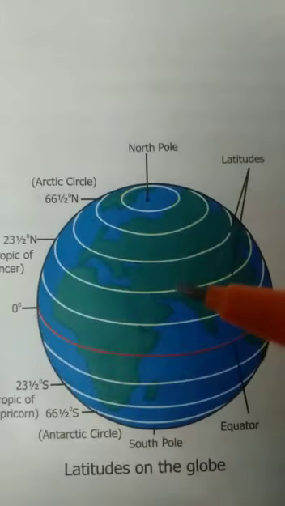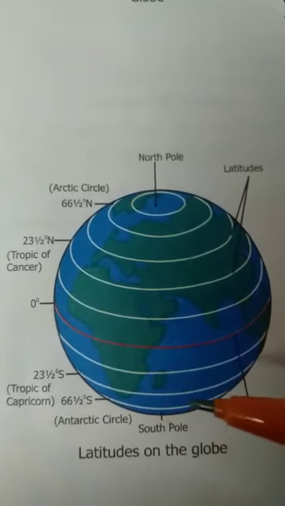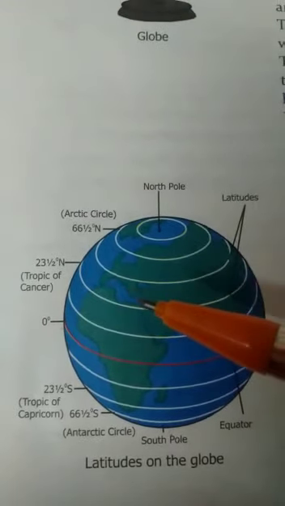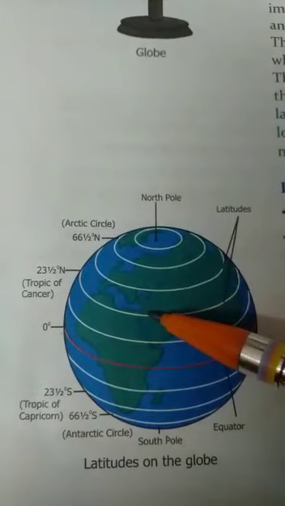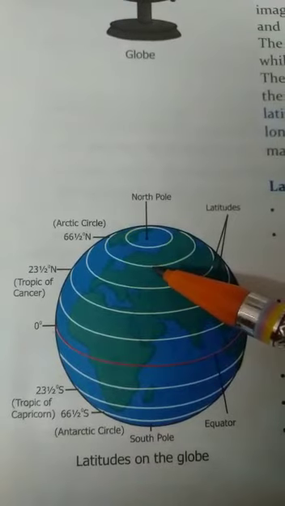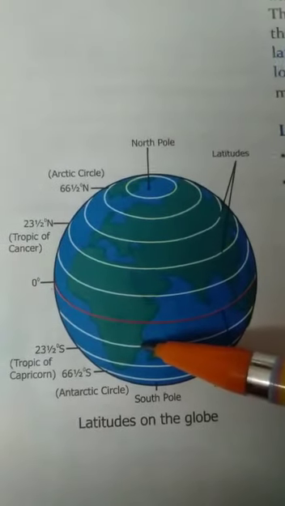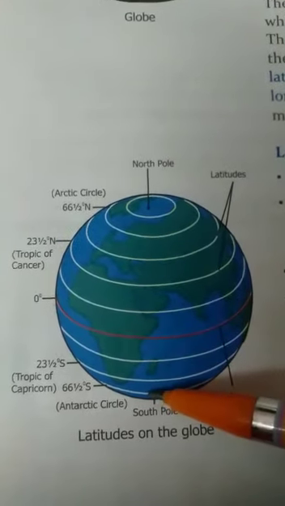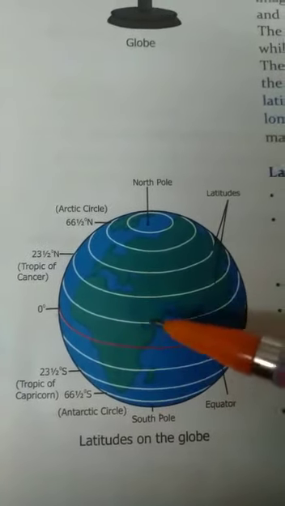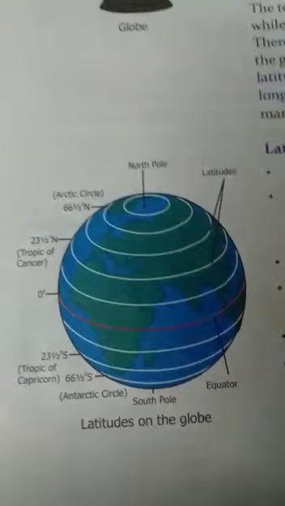Now there are two important latitudes in both the hemispheres, Northern Hemisphere as well as the Southern Hemisphere. In the Northern Hemisphere, the Tropic of Cancer, that is 23.5 degree north, and 66.5 degree north, the Arctic Circle. These are the two major latitudes in the northern hemisphere, and in the southern hemisphere 23.5 degrees south, that is Tropic of Capricorn, and 66.5 degrees south, that is Antarctic Circle. Children, you have to remember these two major latitudes of both the northern hemisphere as well as the southern hemisphere.